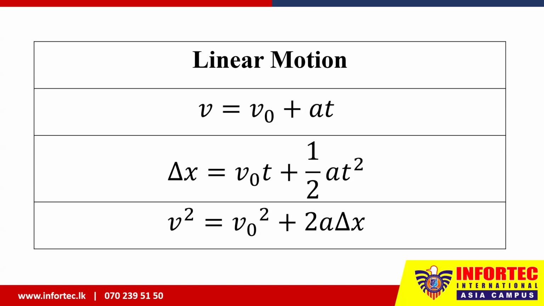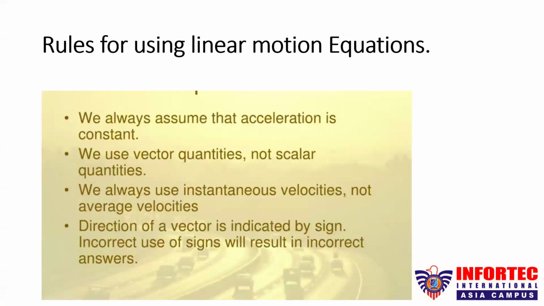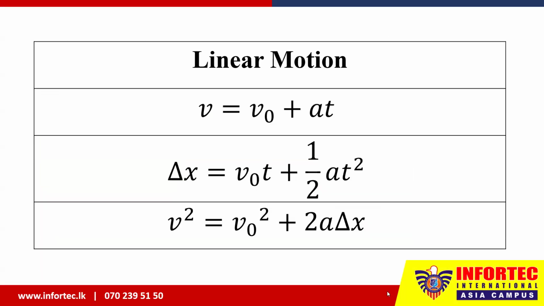Another one: v squared. v is the final velocity, v naught is the initial velocity, a is the acceleration, and t is time. These are the kinematic equations. I will write both of these equations.